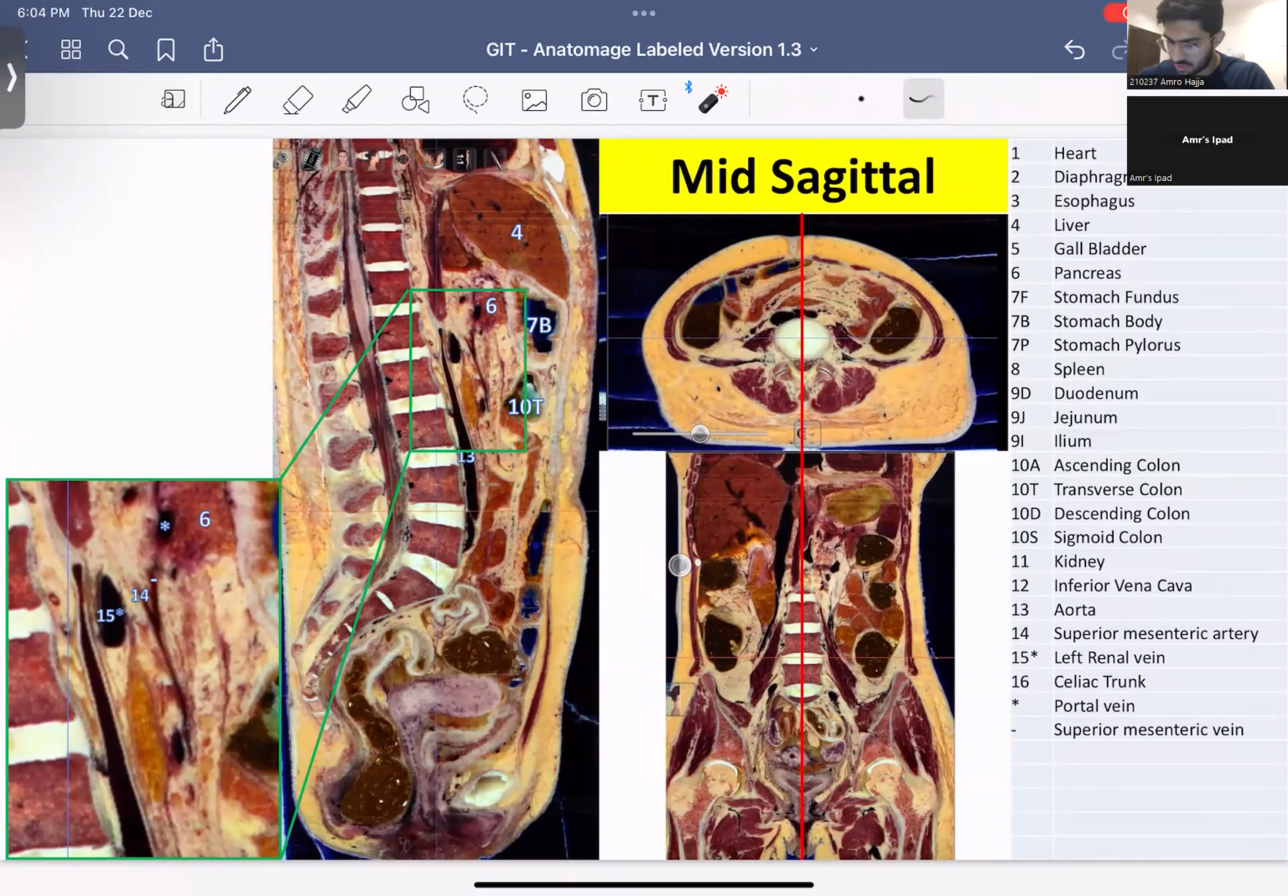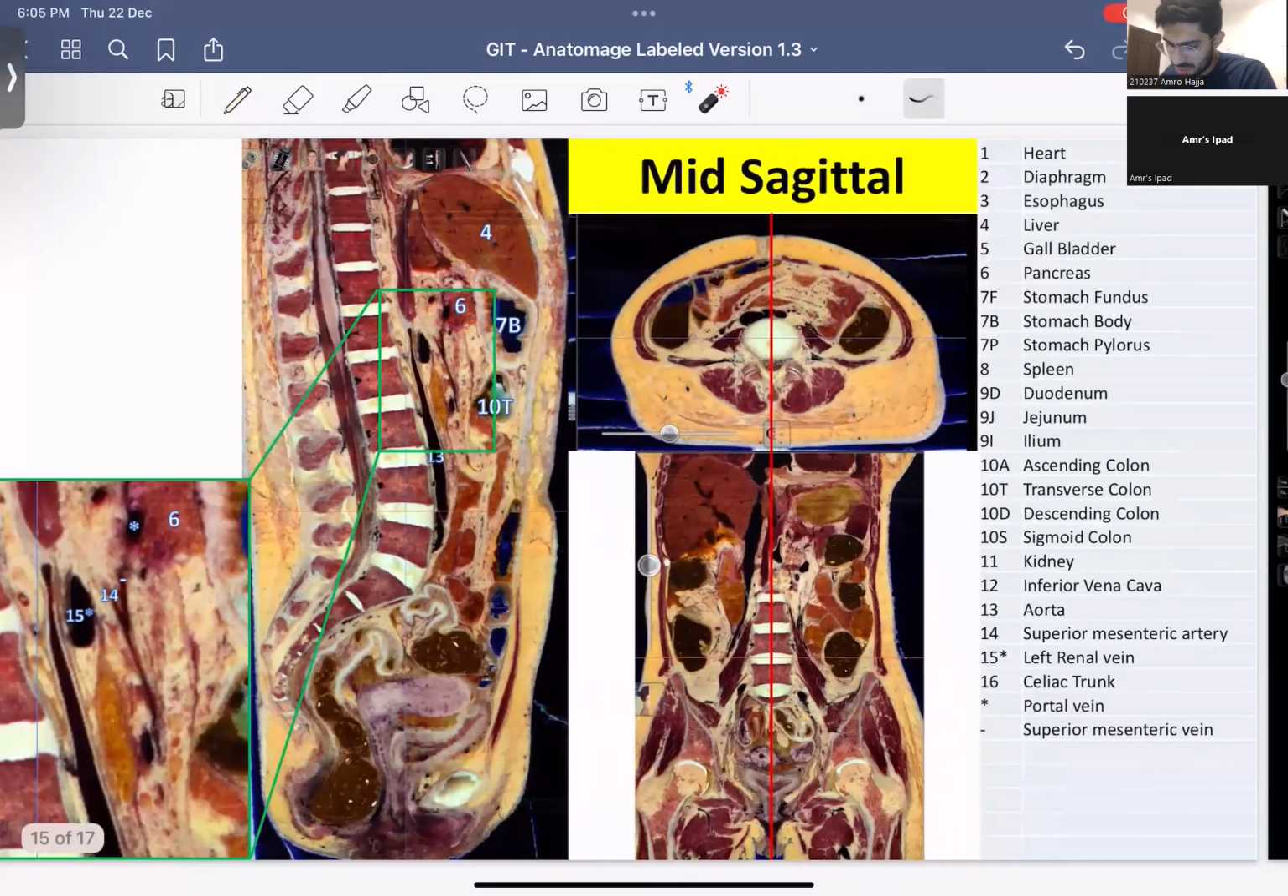Let's just start from the top, going bottom. So here, number 4 is going to be the liver. Here, 6 is going to be the pancreas. 7B is going to be the stomach. And here is going to be the colon, as we can appreciate, kind of the color of feces. So it's going to be the transverse colon. Now, this was pretty much it about this area. I don't remember, honestly, having questions about the mid-sagittal things, but just go over them.